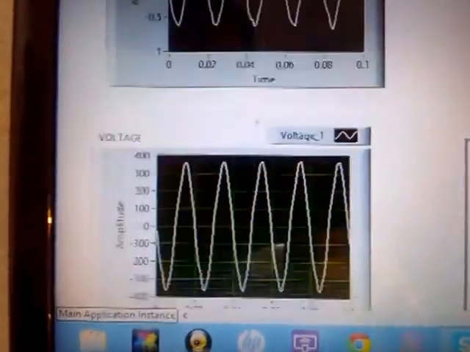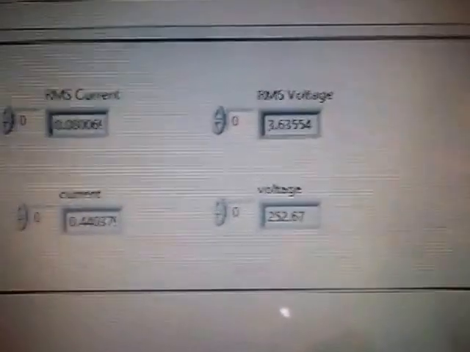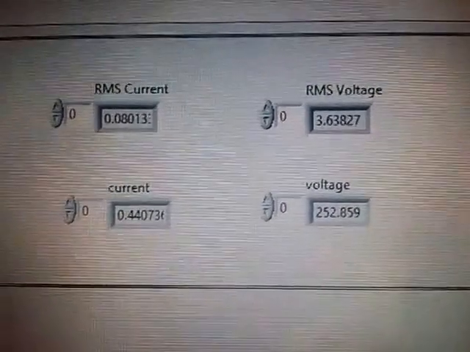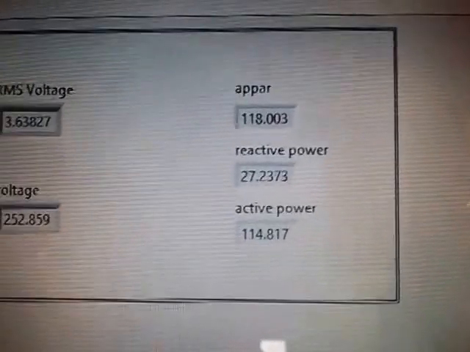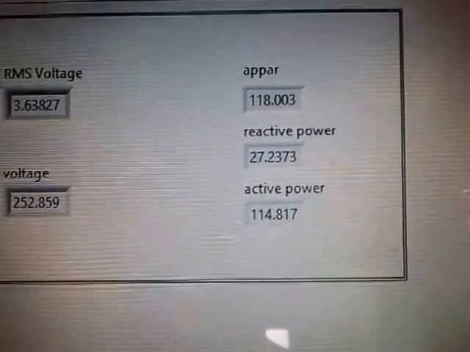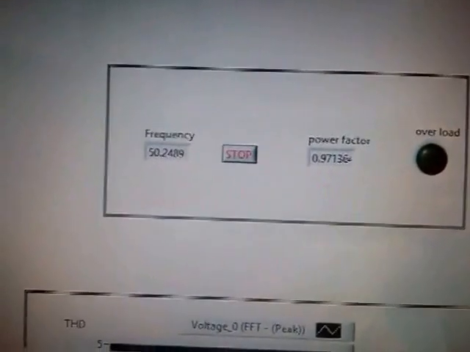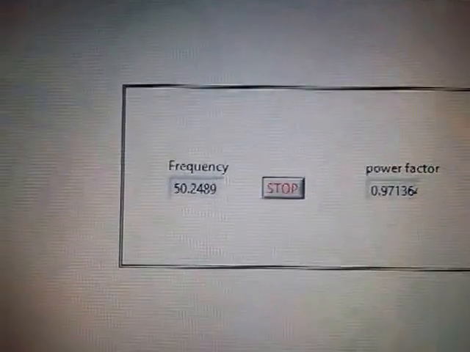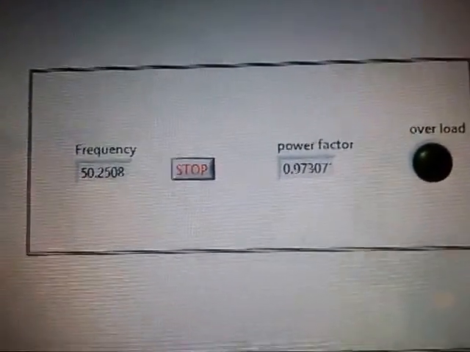We can also find the RMS current and RMS voltage values and maximum current and maximum voltage values, and the power drawn by the load, that is apparent, reactive and active power. We can see the supply frequency, which is plus or minus 6% of input frequency, that is 50.25, and power factor for our load is 0.97.